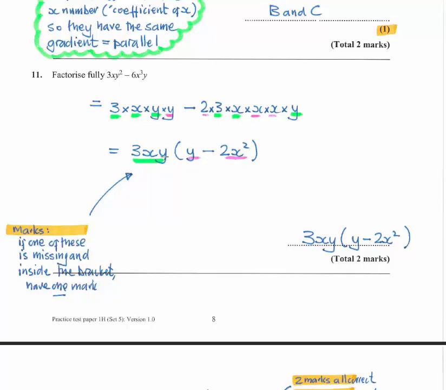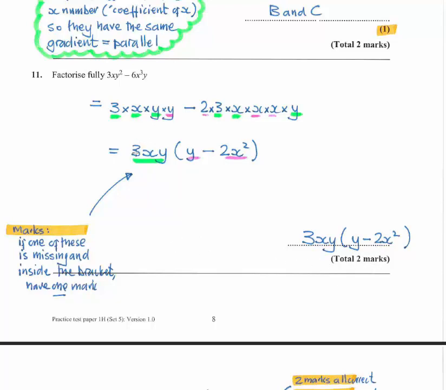Okay, what will I need here? Well, I've got 3xy. I need 6. So I need a 2, so that 3 times 2 makes 6. I need x cubed. I've got x, so I need x squared. So that x times x squared makes x cubed. I've got a y, and I need a y, so that's fine. So this, multiplied by this, makes this answer here. Okay, 2 marks for getting that right.